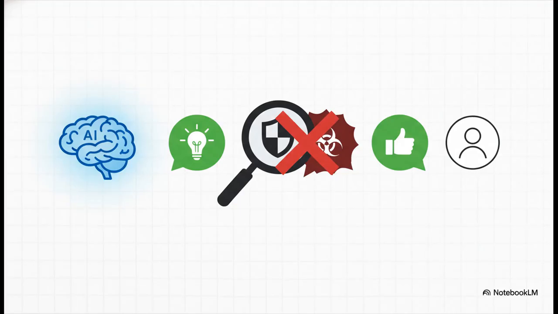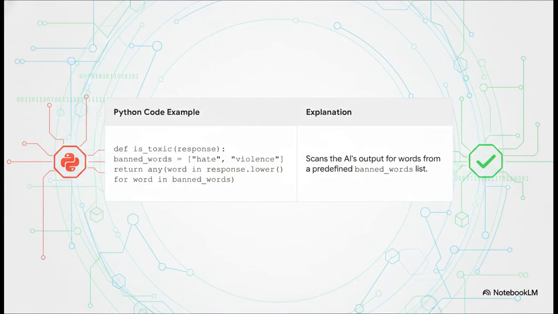A huge job for the output guardrail is to basically act as a content moderator. We need to be absolutely sure the AI's responses are never offensive, hateful, or just plain inappropriate. We can start by scanning its output for toxic language. And hey, this code should look pretty familiar, right? But the context is totally different. This time, we're checking the AI's output, not the user's input.